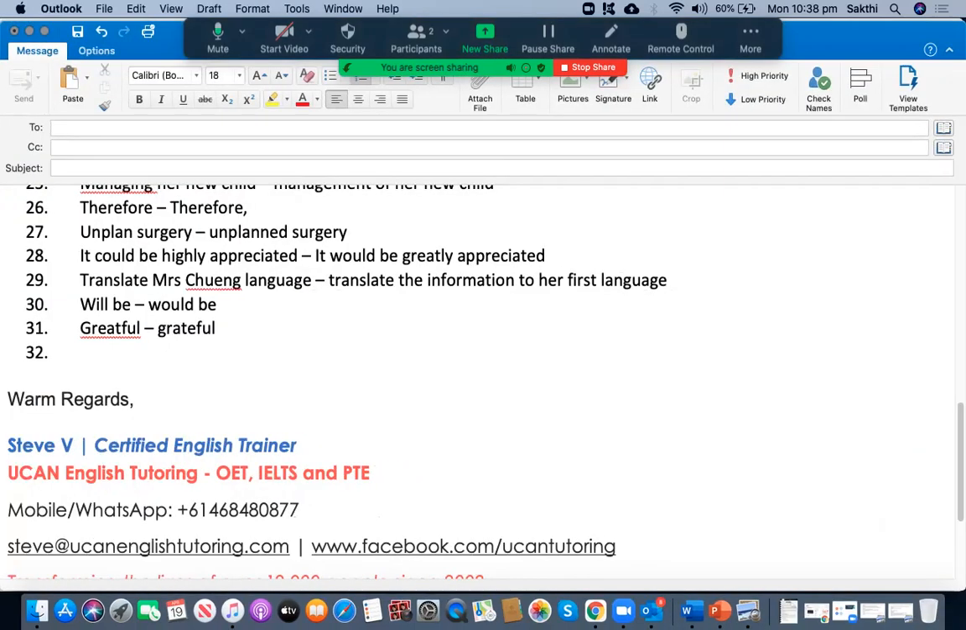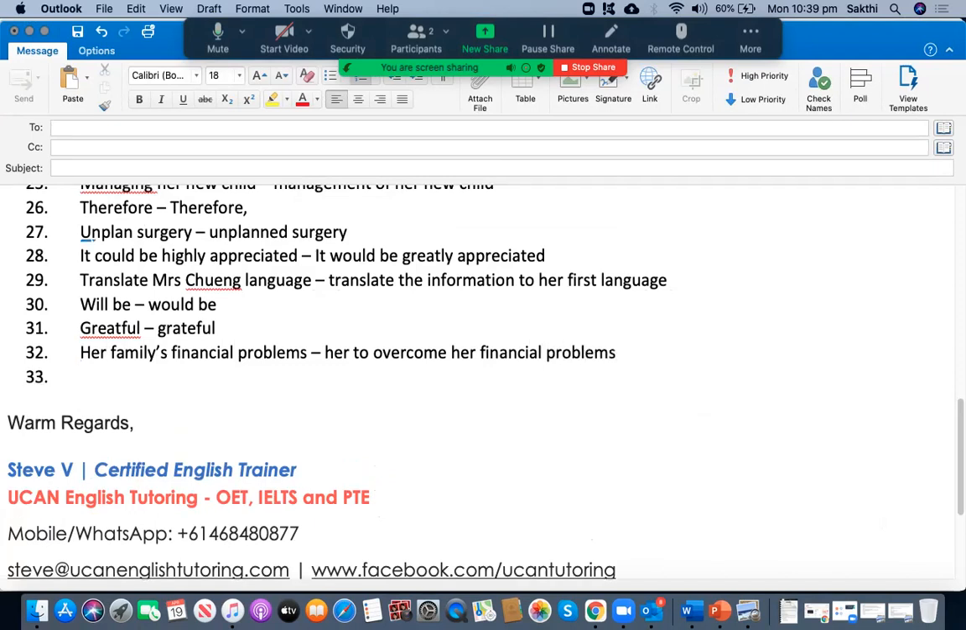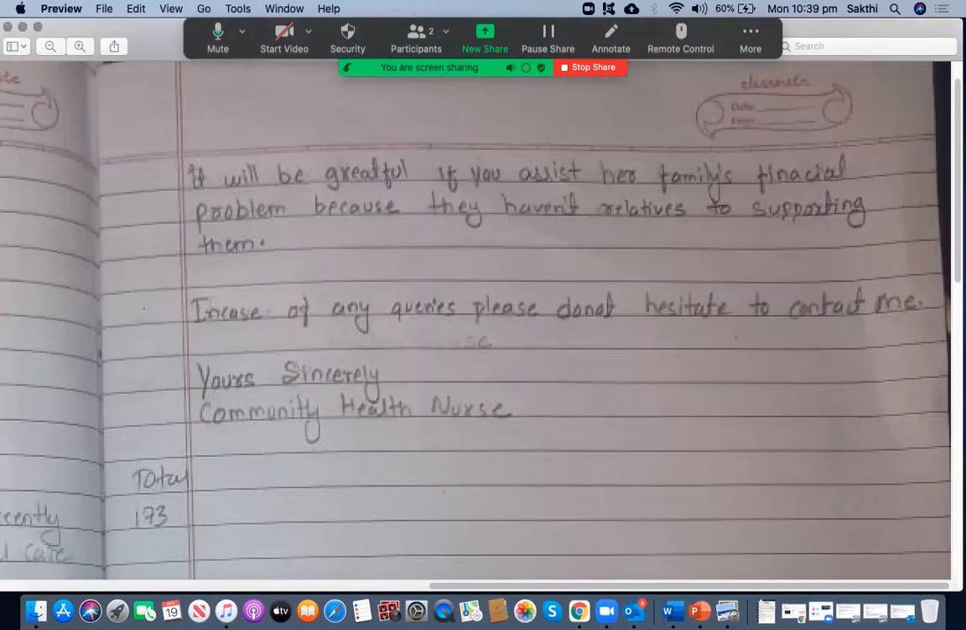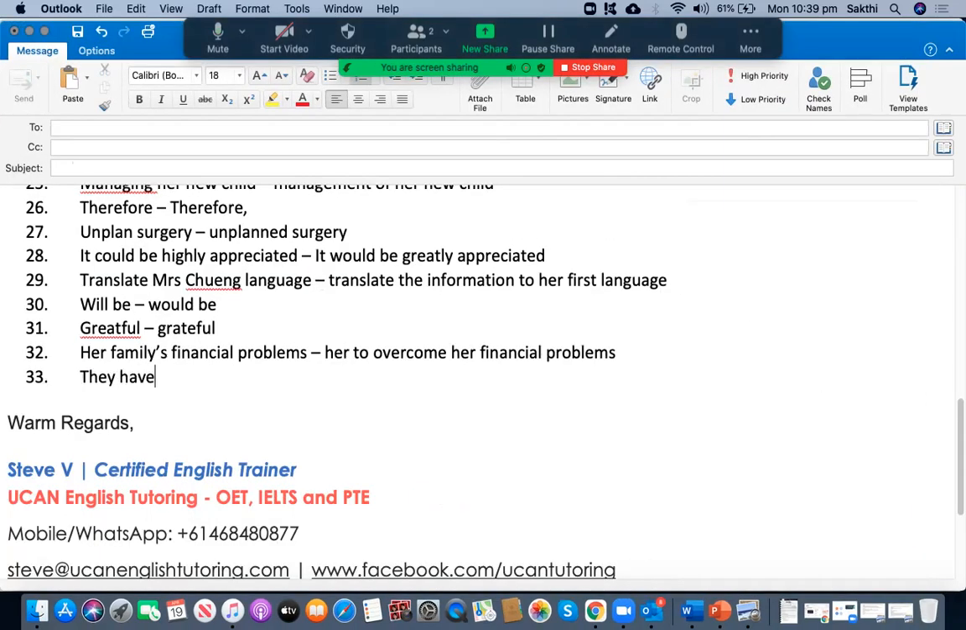Okay. If you assist her family's financial problems. Okay. Instead of that, if you assist her to overcome her, or you can say her financial problems. Okay. That's all right. All right, and then because they haven't relatives to supporting them, that's wrong again. Because they do not have. Okay, remember that they do not have.